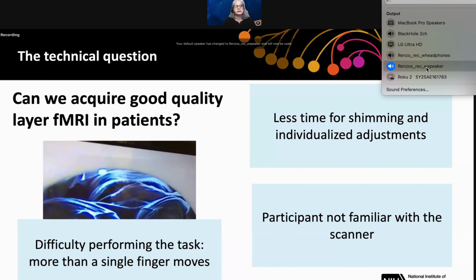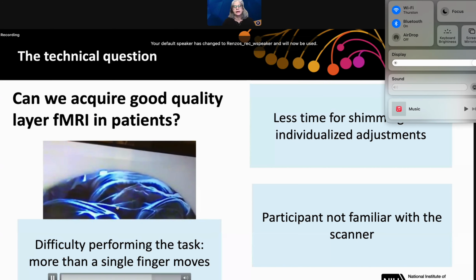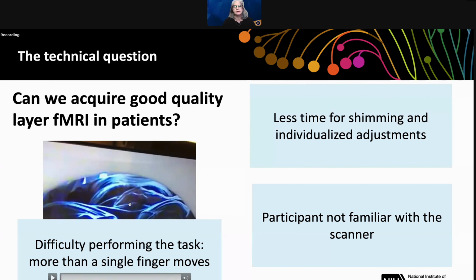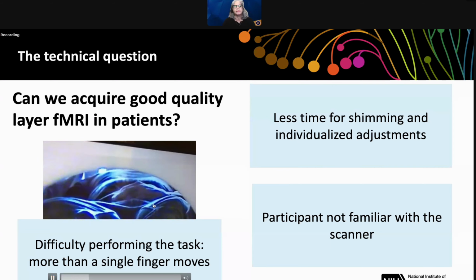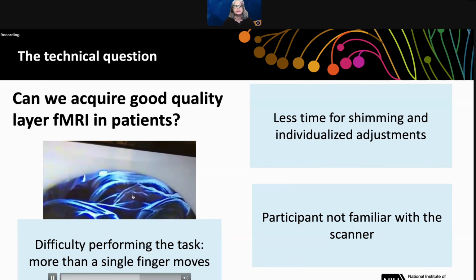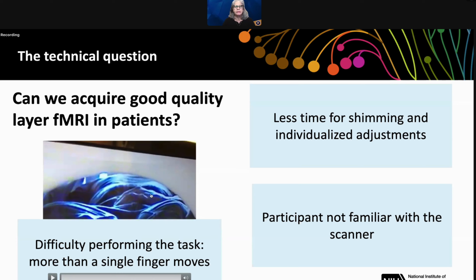So here is a video of the subject. If you can see here, when the subject tries to tap with the finger, you can see that the pinky starts moving out of position, right? So the patients have the inability of moving a single finger.